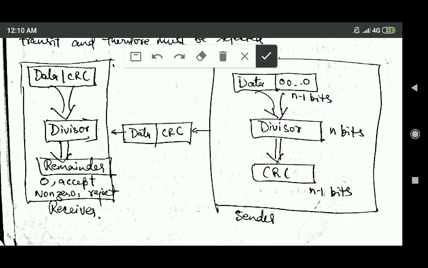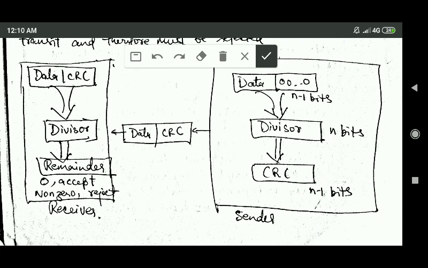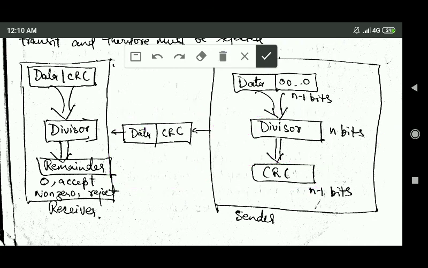Now this CRC, which is of n-1 bits, is appended at the end of the original data unit. This extended data unit, which we obtained after appending these n-1 CRC bits, is divisible by this divisor. When you divide this extended data unit by this n-bit divisor, you will get the remainder 0. Now this extended data unit is transmitted to the receiver.